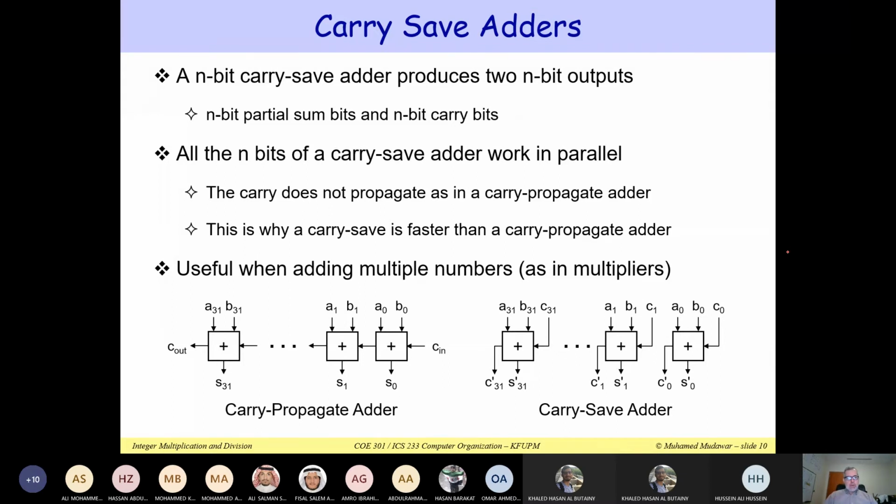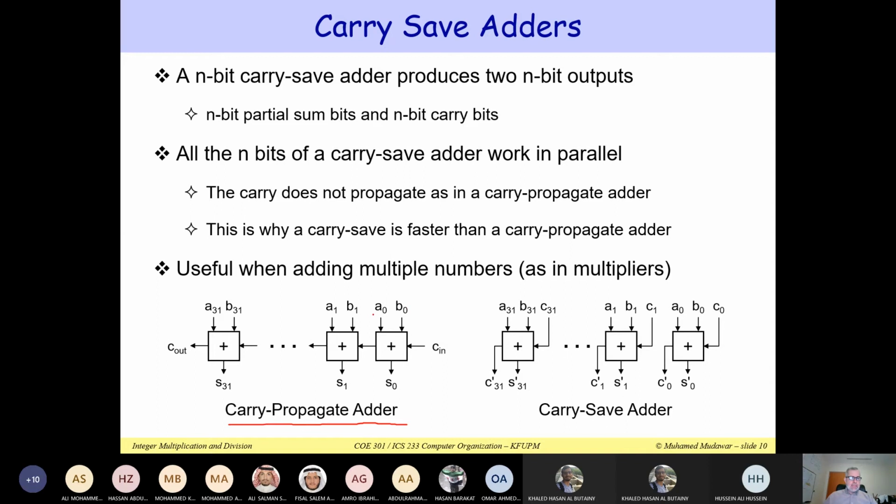So carry save adders are used to produce efficient multipliers in the hardware. Now the difference between a carry propagate adder and a carry save adder is that the additions of the bits are done in parallel. Now notice that in both cases, if we would like to add 2 numbers, I can use a carry propagate adder. So in the case of a carry propagate adder, we propagate the carry. This is the carry propagate adder that we already know from the 202 course. It's a very simple adder.